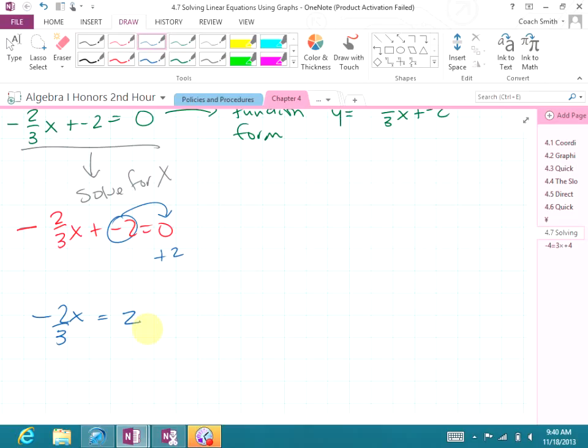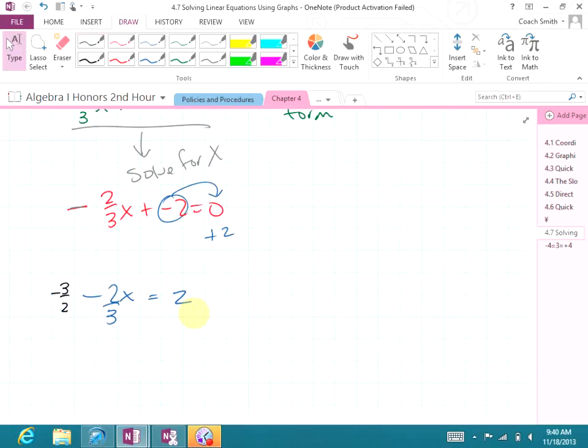What do we do with the fraction in front of the variable? How do we solve a fraction in front of the variable? Multiply by what? Yeah, multiply by the reciprocal. So we got to multiply by the reciprocal, which is negative 3/2, to both sides. Okay, so you multiply there, you multiply by negative 3/2 here.